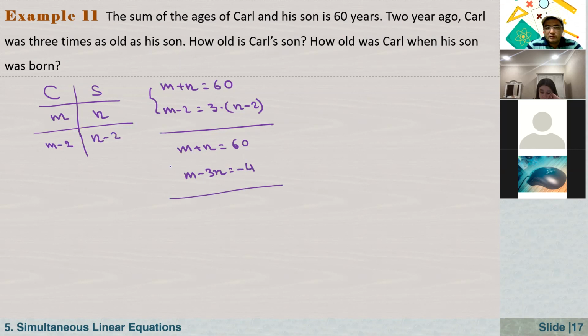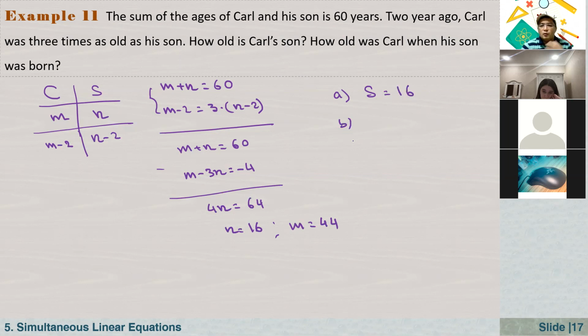If we just subtract, m minus m is 0, n minus minus 3n is equal to 4n. 60 minus minus 4 is 64. What is n? N equals 16. If n equals 16, m plus n is 60, right? So what is m? M is 44. So now we answer the question, how old is Carl's son? That is n. So part A, Carl's son is 16 years old.